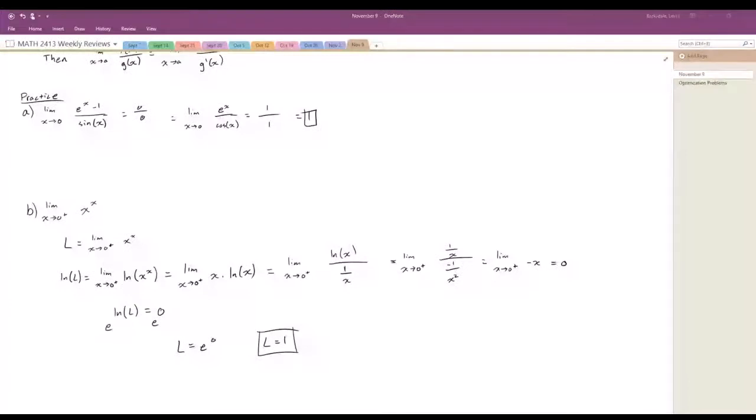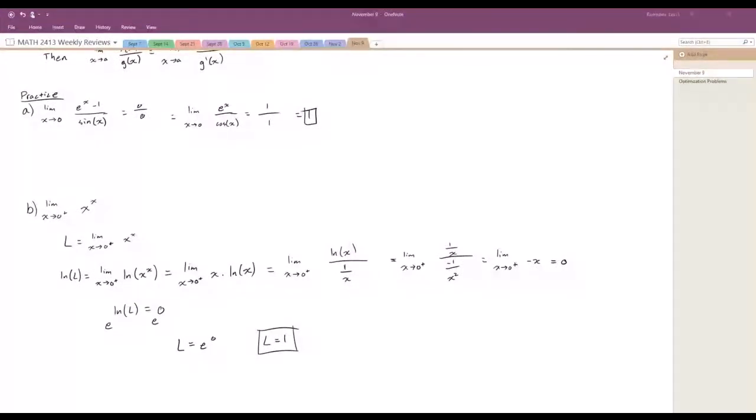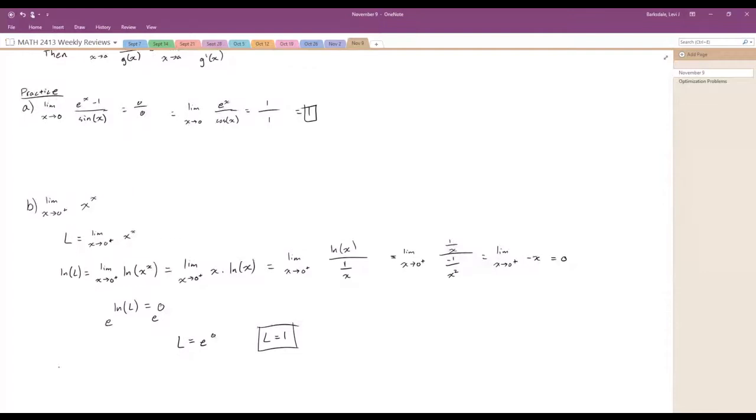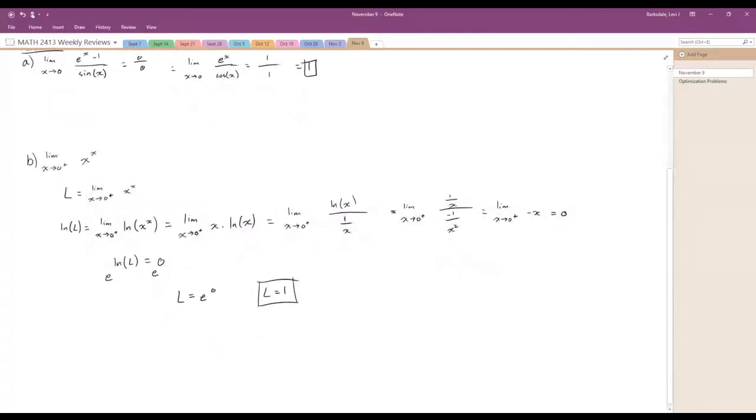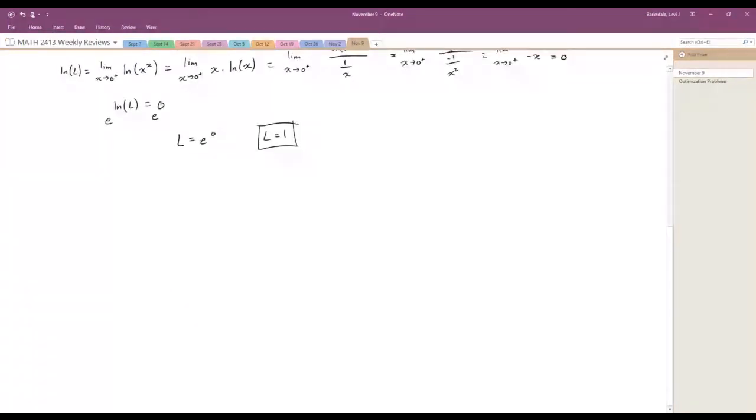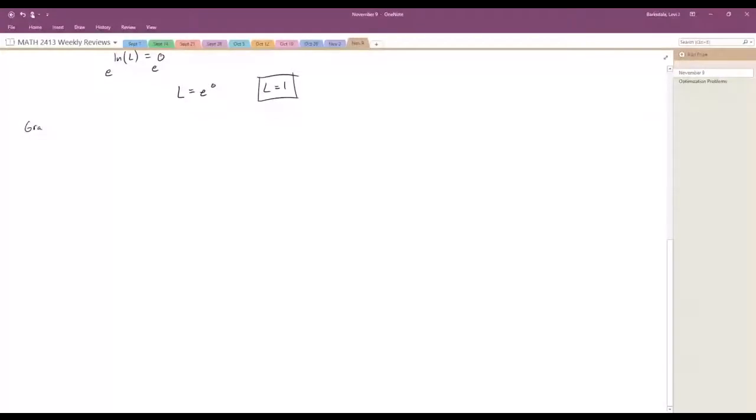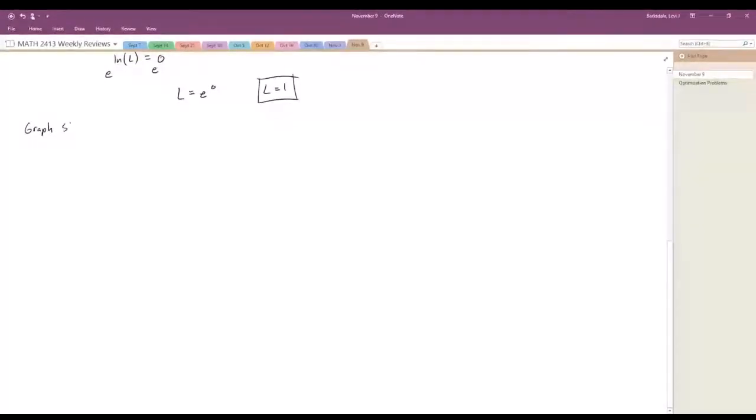That's just a brief review of L'Hopital's. Since we mostly covered it last week, I'm not going to spend any more time on it. Of course, feel free to ask questions if you have any. If there are no questions, though, we will move on to graph sketching, which we also talked about last week. So we'll be doing just a bit more review of this.